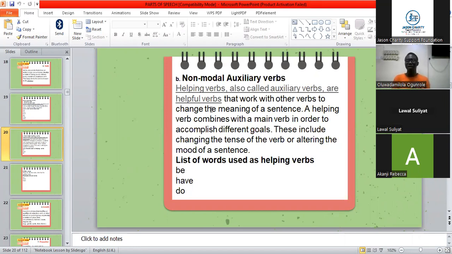So that is why these ones are called non-modal, because they don't actually affect the mood. They only combine their functions with the main verbs in a sentence to accomplish a goal. So if you have them in a sentence, you can either have them as a main verb or as an auxiliary verb. That is that with our non-modal auxiliary.